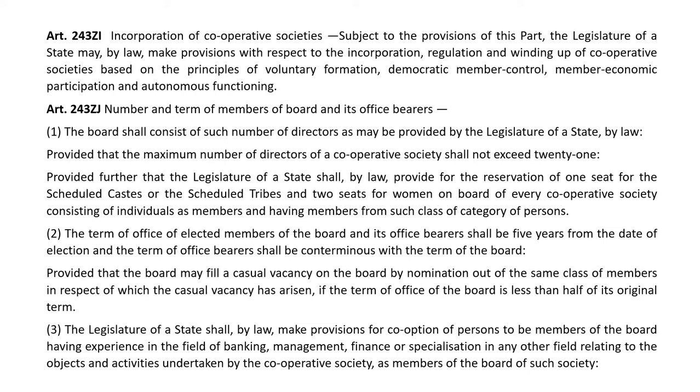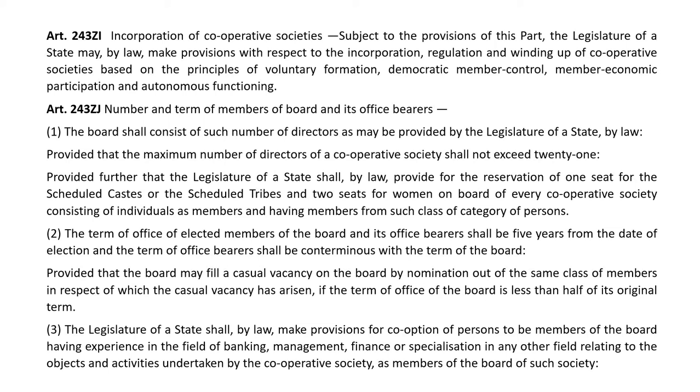The term of office of elected members of the board and its office bearers shall be 5 years from the date of election, and the term of office bearers shall be conterminous with the term of the board, provided that the board may fill a casual vacancy on the board by nomination out of the same class of members, in respect of which the casual vacancy has arisen, if the term of office of the board is less than half of its original term.